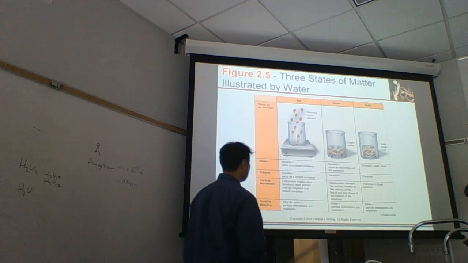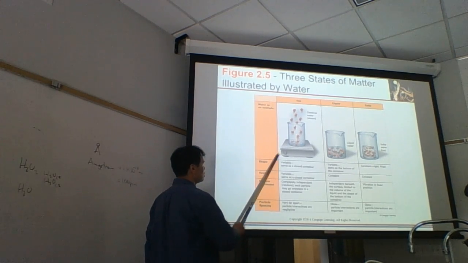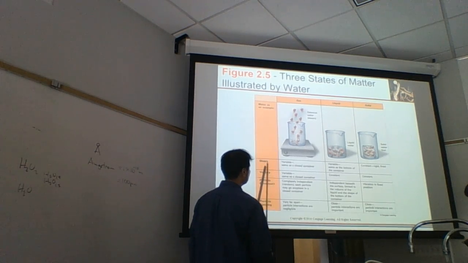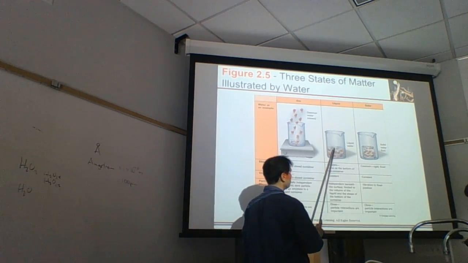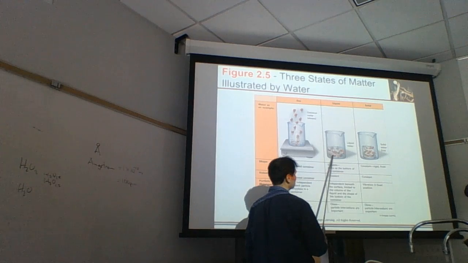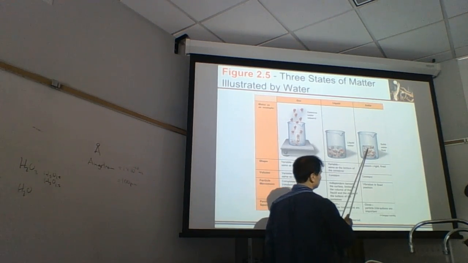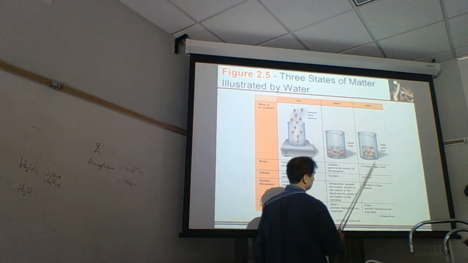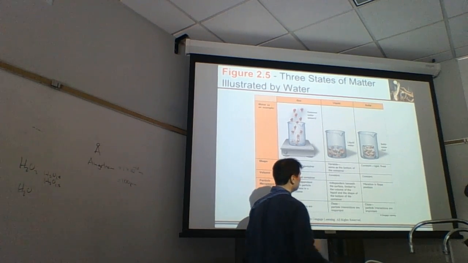At a macroscopic level, we'll see the shape. The shape of the gas adopts the shape of its container and fills the container. The shape of the liquid will fill the bottom of the container, like this. The shape of the solid is whatever shape it's frozen at. This is just an ice cube. It doesn't conform to the container at all.